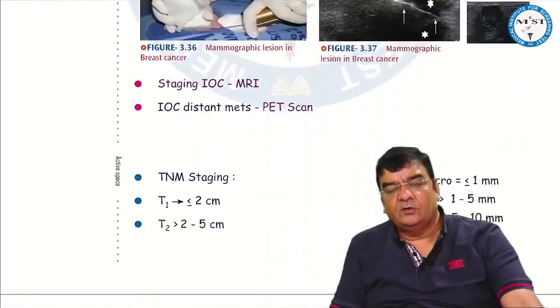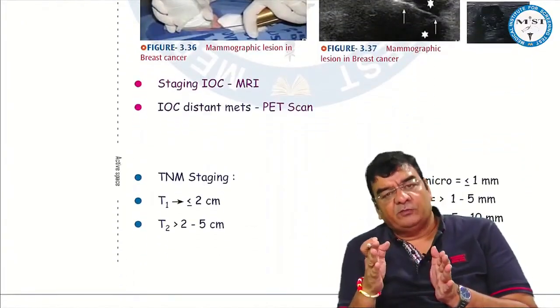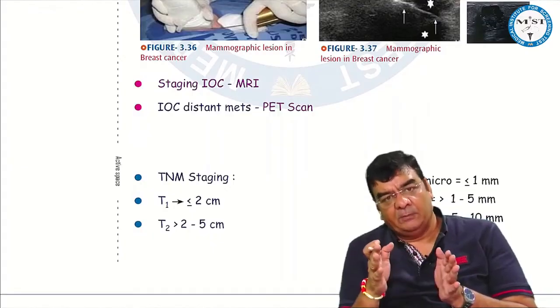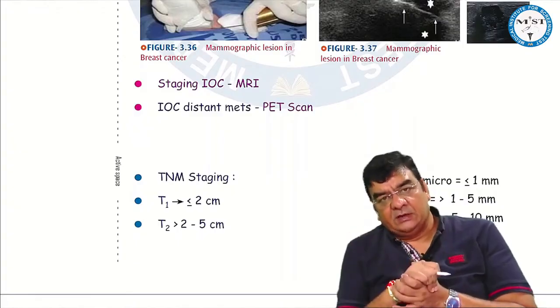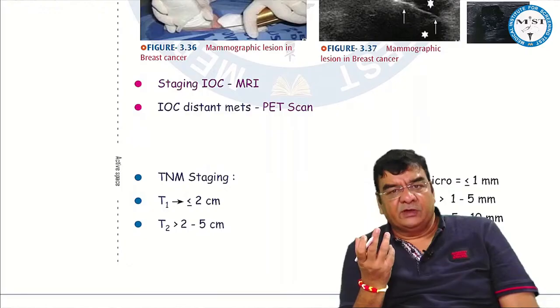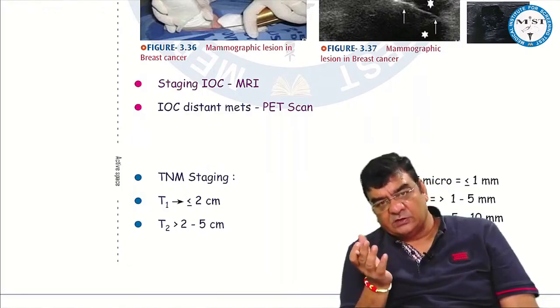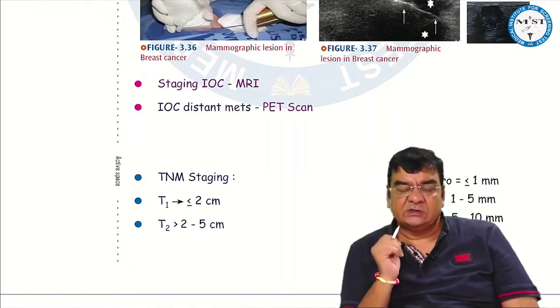Right. For staging purposes, if you want to know about the involvement of pectoralis major or minor muscles, then we do MRI. For metastasis, we do a PET scan. MRI is also the investigation of choice for breast with implants. MRI is also the investigation of choice to differentiate between the scar and the recurrence.